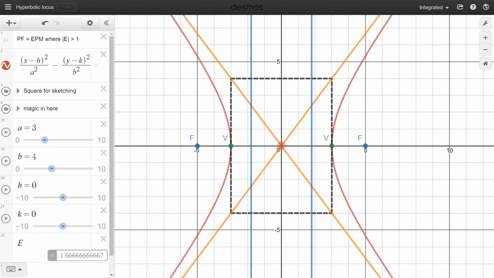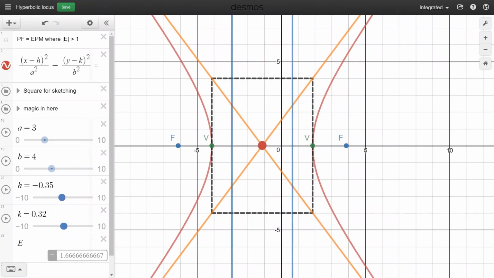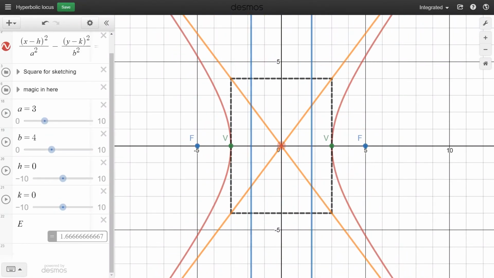Just like all the other Locus videos, you can get a link in the description to the Hyperbola Locus in Desmos, and you can actually play around with it. In the next video, we'll show how to change the position of the locus. Of course, you can take a look at everything that I've done in this little folder here, and you can also turn off the square for sketching if you just want to look at the graph there. You can also view the eccentricity as capital E here.